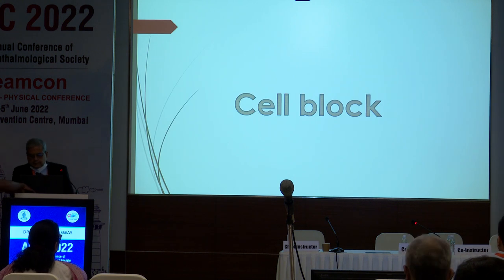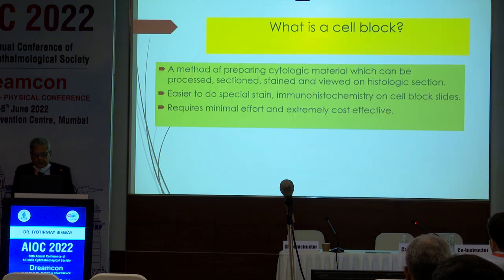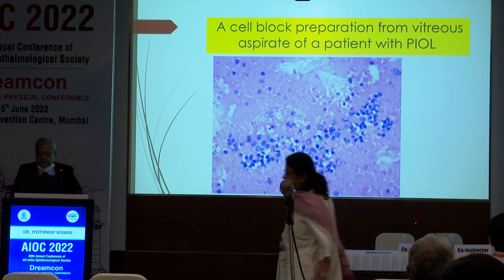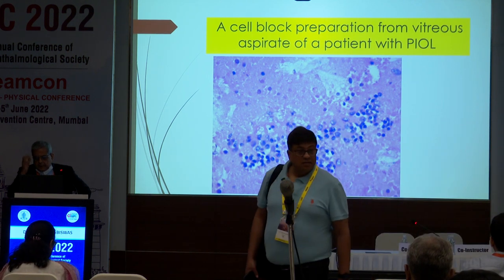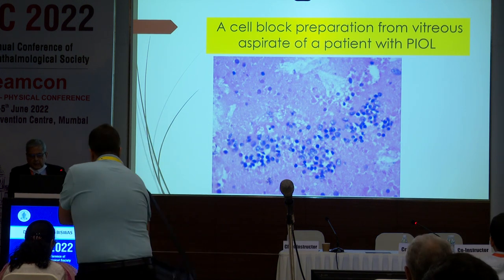And then the cell block, where the fluid sample is put in a tube and then put in a filter paper. The method prepares cytopathologic material which can be processed, sectioned, stained, and viewed on histologic sections. It is easier to do special stains and immunohistochemistry on the cell block slides, requires minimal effort, and is extremely cost effective. And this is a cell block preparation from the vitreous aspirate of a patient with primary intraocular lymphoma. You can see that a lot of tissue is there, and pleomorphic lymphoma cells are seen in a necrotic background.